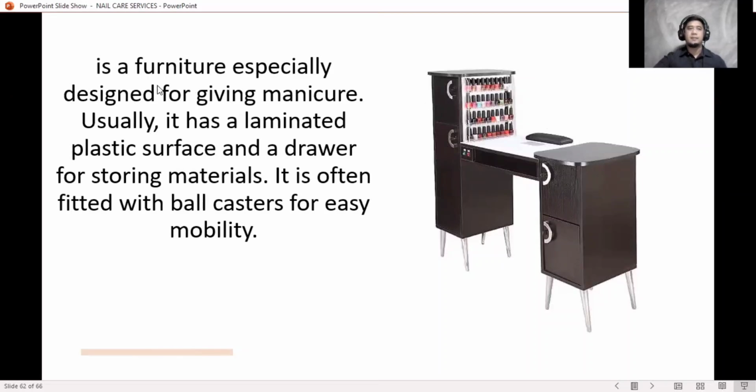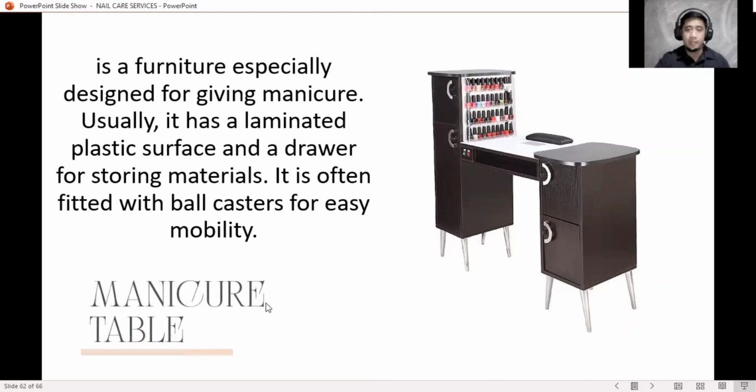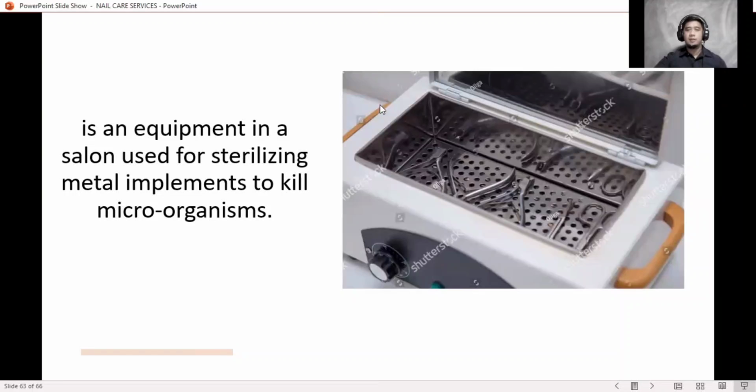The next one is this one. Yung kabuuan yan is a furniture specially designed for giving manicure. Usually, it has a laminated plastic surface yan, and a drawer kagaya dito, for storing materials. It is often fitted with a ball caster for easily mobility. Okay, so some of this one, meron mga bilog, no, yung mga wheels para mabilis silang mailipat. Pero ito yung example is none. Okay, we call it manicure table. Yan, dyan nagmamanicure.